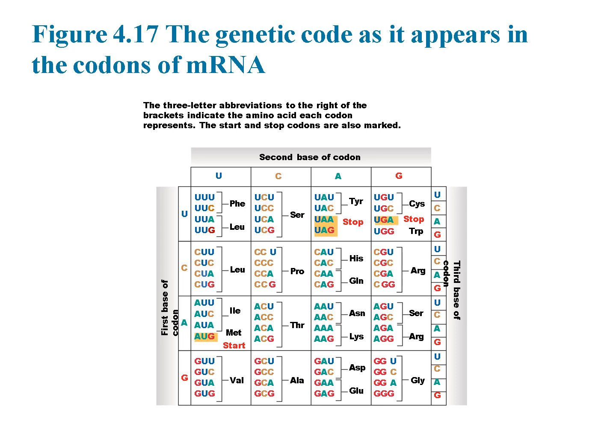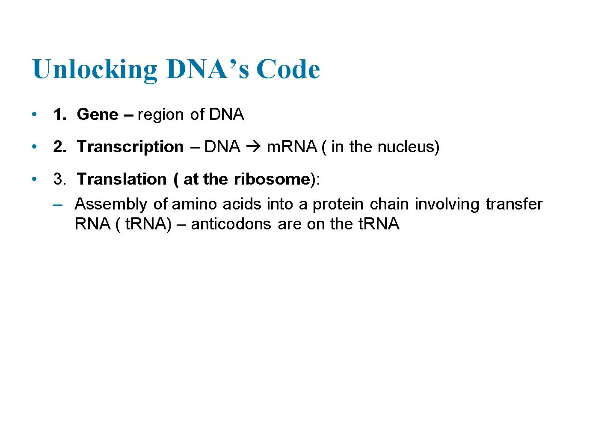This genetic code is universal, serving as the foundation of protein synthesis across nearly all organisms, making it a critical component in understanding biology and molecular genetics. This slide focuses on the process of unlocking DNA's code, which explains how genetic information stored in DNA is used to synthesize proteins. First, we have the gene. This is a specific region of DNA that contains the instructions for building a particular protein.